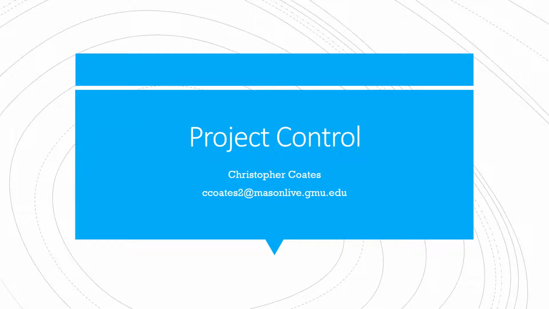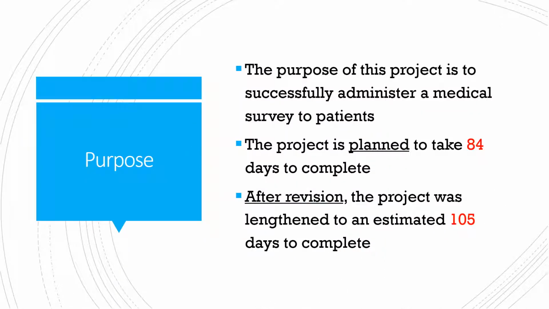I am doing my Teach 1 assignment on our project control assignment, and this is for George Mason's HAP 360 class. For this assignment, we take a sample project and a list of events and we enter it into a project management software. In this case, I'm using Microsoft Project and I recommend using it. So the purpose of this sample project is just to successfully administer a medical survey to patients, and it gives more specific details for that.